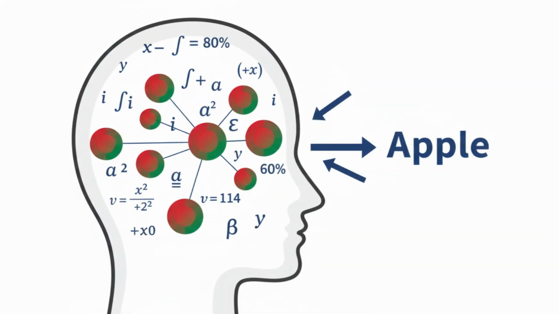Internally, he's actually creating mathematical formulas, weights and probabilities. If it's 70% round, 80% in the red-green color range, and 60% has a stem indent, it's probably an apple. But here's the crucial part.